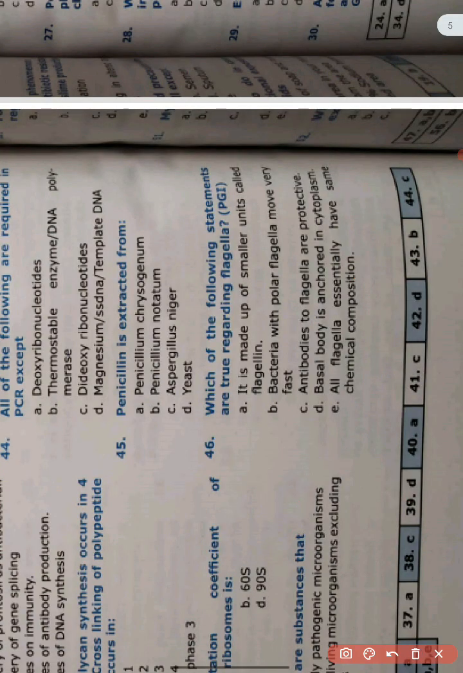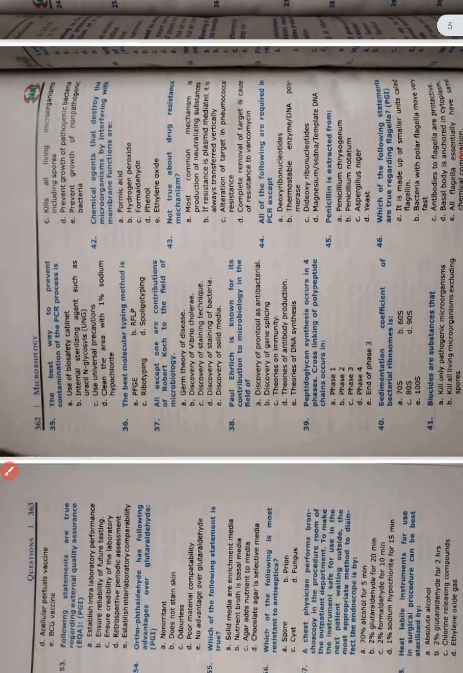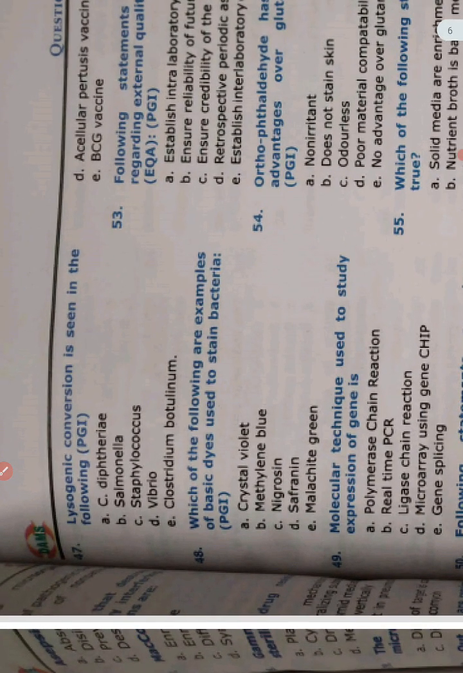Okay, with flagella on one side, polar flagella, bacteria can move fast. Okay, fine. So these are the questions. Let's talk about some important things like the lysogenic cycle. So the next question is on the lysogenic cycle.